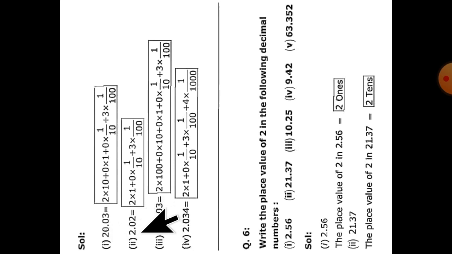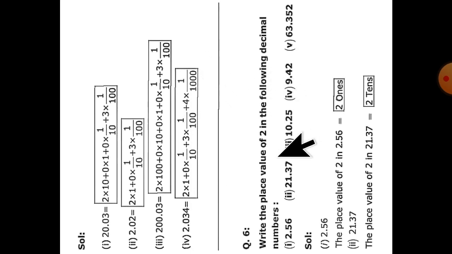Now second one, 2.03. Here 3 must be there. 2.03 equal to 2 into 1 plus 0 into 1 upon 10 plus 3 into 1 upon 100. Third one, 200.03 equal to 2 into 100 plus 0 into 10 plus 0 into 1 plus 0 into 1 upon 10 plus 3 into 1 upon 100. Next, 2.034 equal to 2 into 1 plus 0 into 1 upon 10 plus 3 into 1 upon 100 plus 4 into 1 upon 1000.